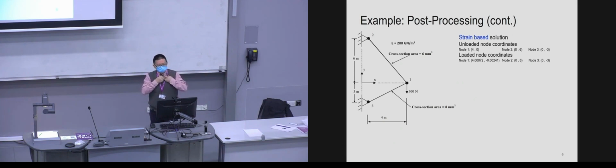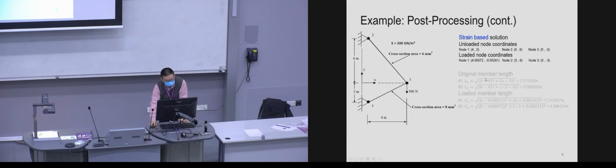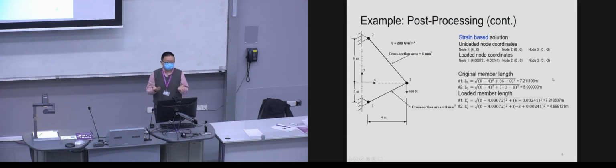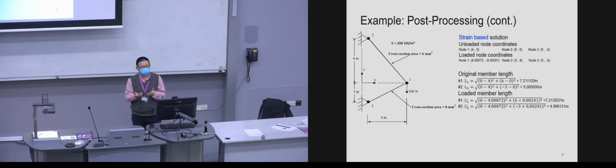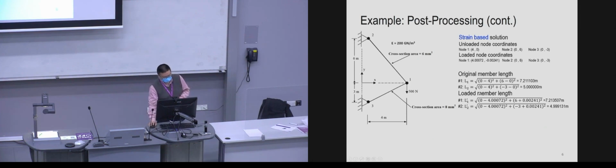Is it better now? Okay. So now we are able to use the difference between the coordinates before loading and after loading. What we are going to calculate, because this is a 1D element, is the length variation of all these bars. So according to this, we are able to find the original length.